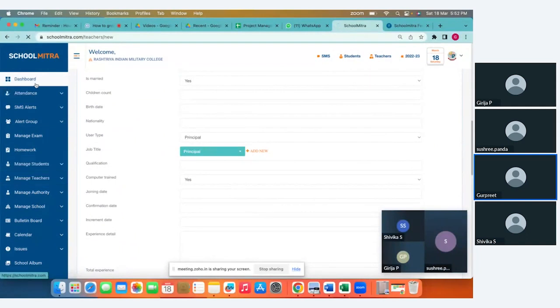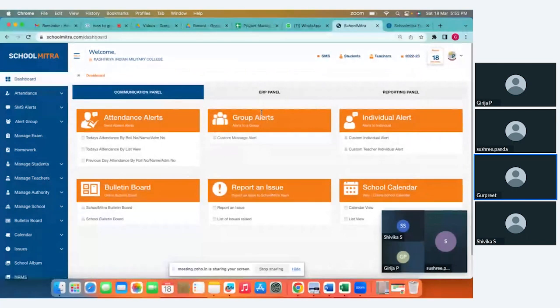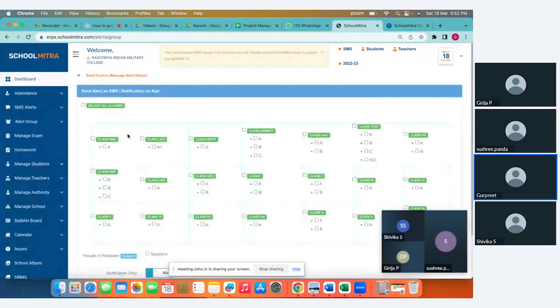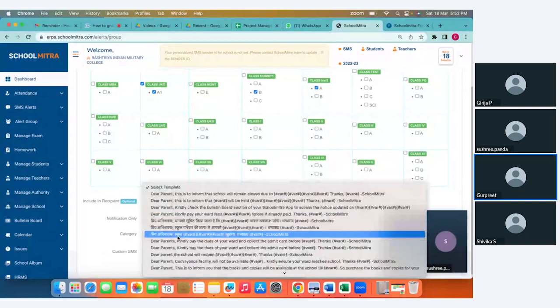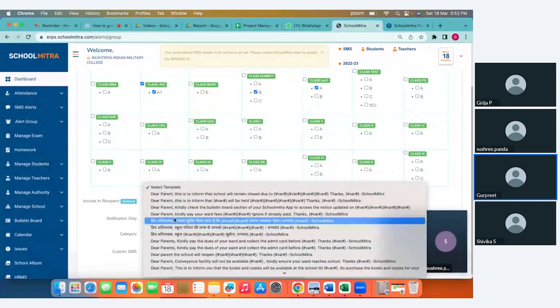Now, once the data is managed, you see a communication panel wherein any sort of alerts you would like to send out to the parents can be done directly from here. You can select the entire school, a specific class, or a specific section as per your convenience. You have both options. If you want to send out an SMS, and that too a bilingual SMS, for example in English or Hindi, you can choose any of the templates. All the templates are approved by TRAI, and all the messages that go to the parents are transactional messages. These are not promotional messages. So rest assured, even if a parent has switched on DND, they would still receive the SMS.